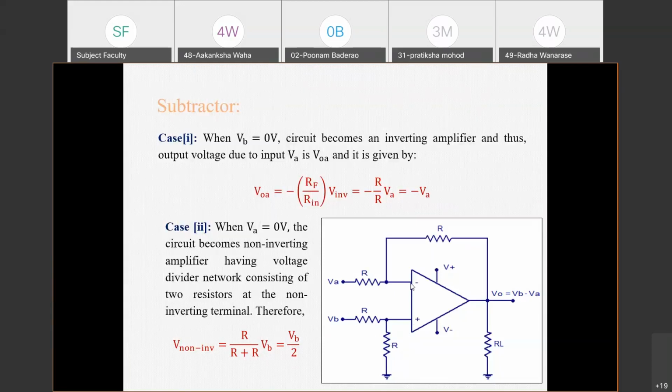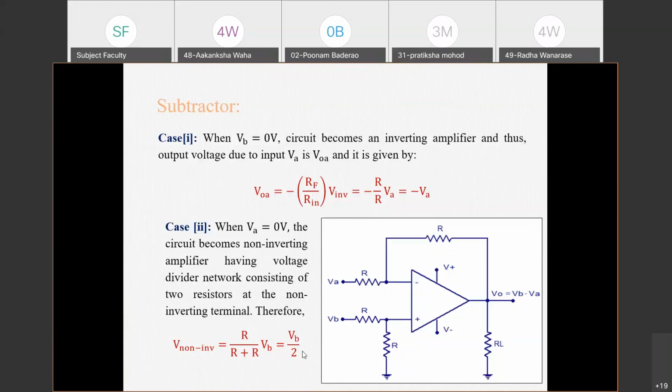So in the inverting case, why did we not do this? Because there was no second resistor. So whatever the VA was, that was the total drop across this resistor. But in this case there are two resistors. There is a voltage divider network. So that's why half will be dropped across this and half will be dropped across this. Finally, V non-inverting will be VB by 2.